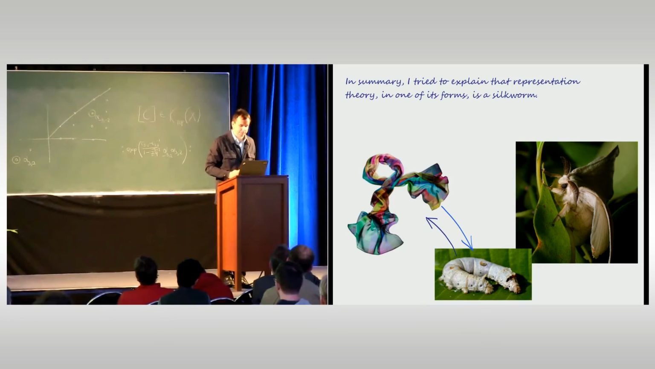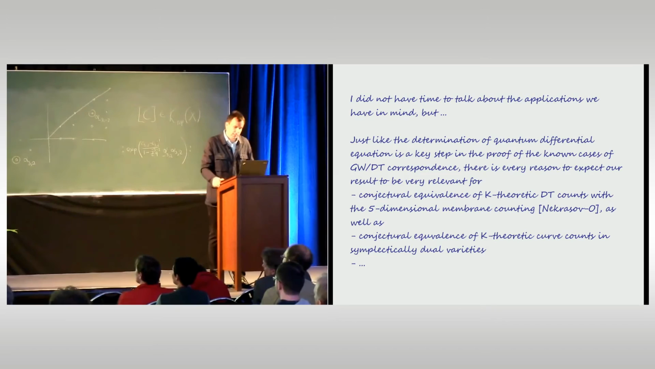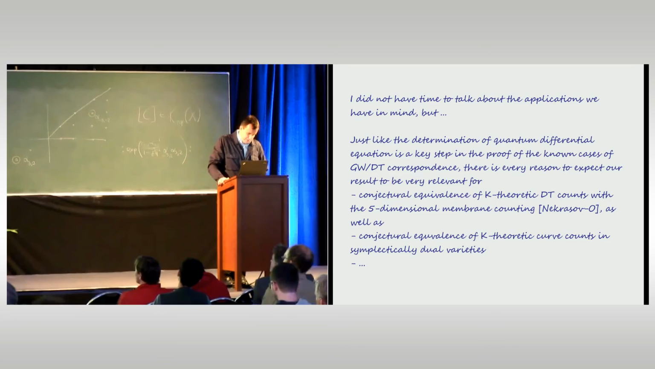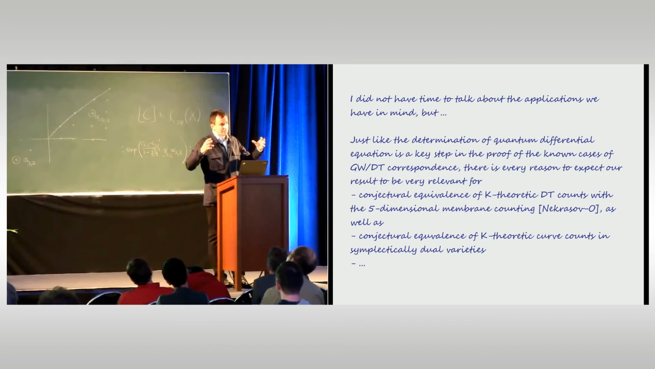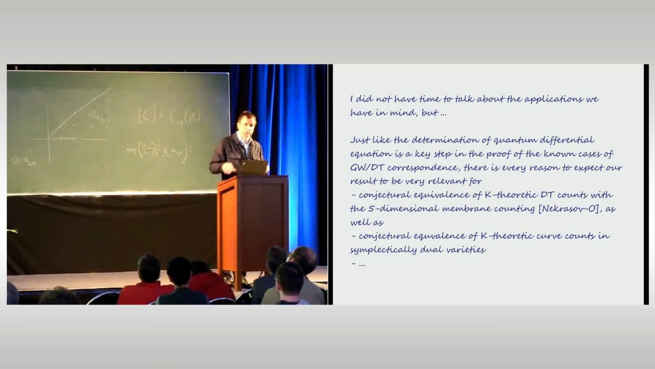Now, the applications I didn't have time to discuss. We envision many. There's nothing to report right now, but I keep stressing the fact that this is a block from which many other things are built, and in particular, many conjectures about enumerative geometry are proven like this. You want to prove two things are equal. Well, you show they satisfy similar properties with respect to breaking them into smaller pieces, and then you compute and identify the pieces.